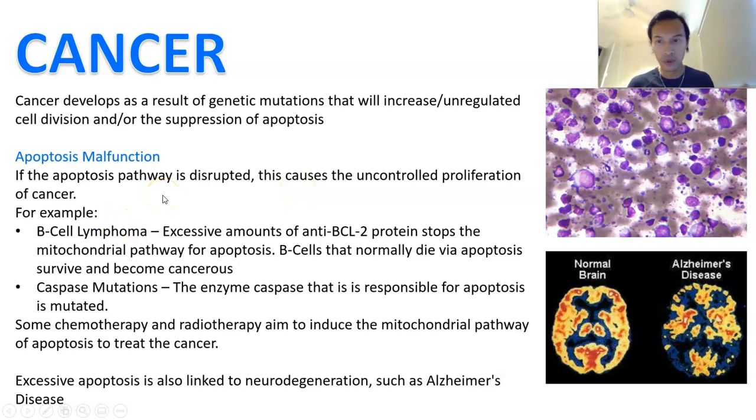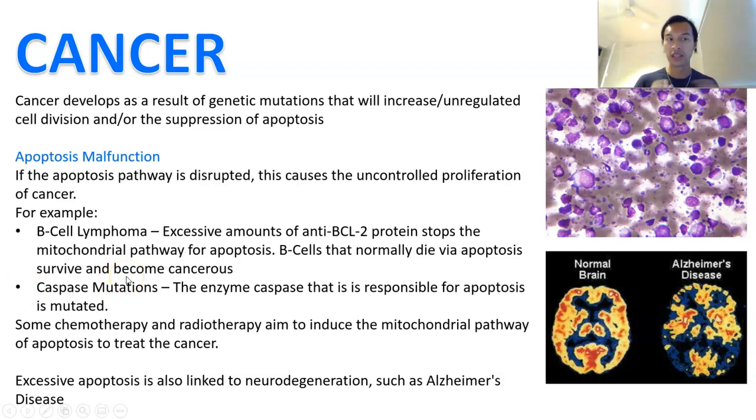So a few examples. B-cell lymphoma, this one up here, right, occurs when you have excessive amounts of the anti-BCL protein, which stops the mitochondrial pathway for apoptosis. So the cell is supposed to go through apoptosis through the mitochondrial pathway, but the excessive amounts of those proteins prevent that from occurring, and the B cells that sit in the lymph are supposed to die, but they don't, and then they become cancerous and survive.